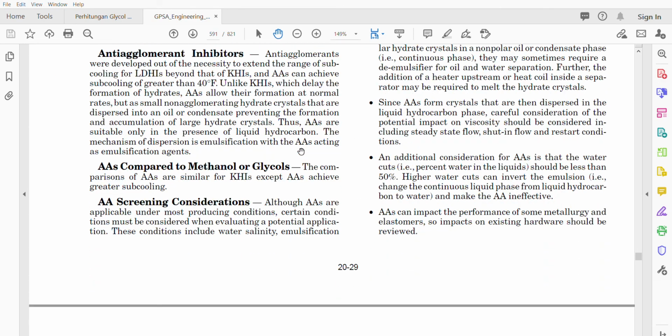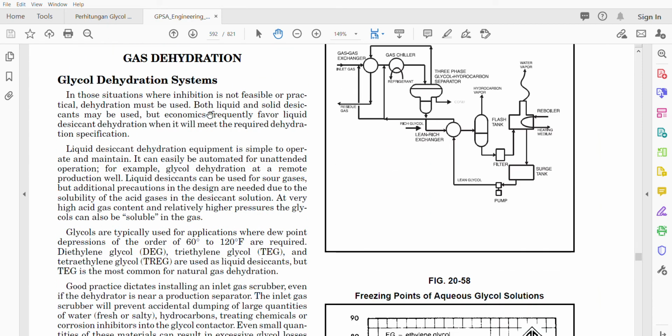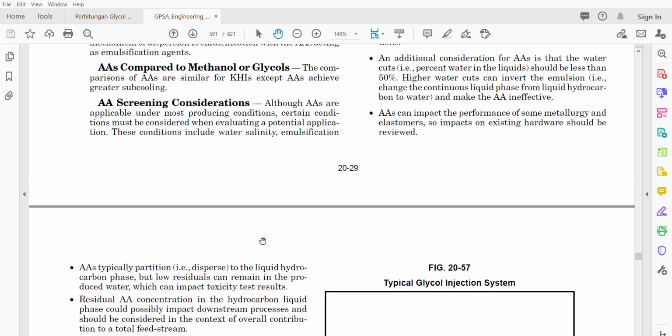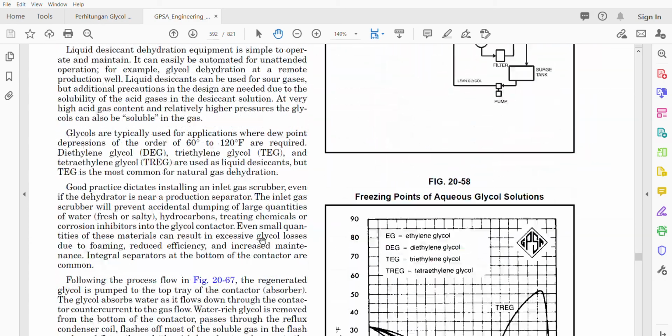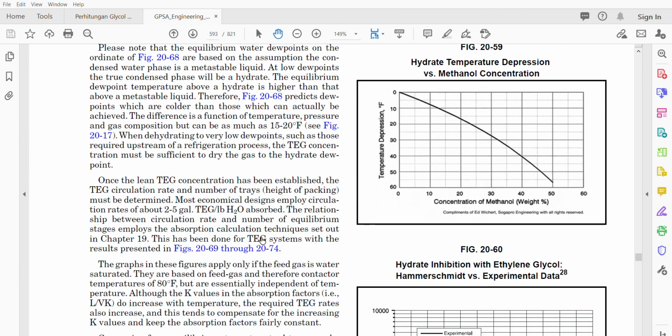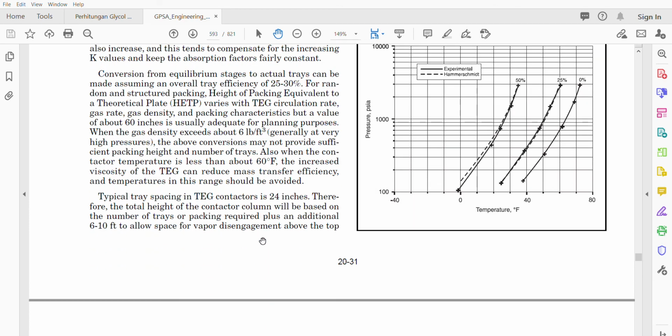So if you see what type of glycol for gas dehydration, you have DEG, TEG, TREG, so triethylene and then tetraethylene glycol, diethylene glycol. TEG is the most common for natural gas dehydration. So I would like you to read this dehydration, understand it. So I might give you this small detail of the dehydration on the exam.